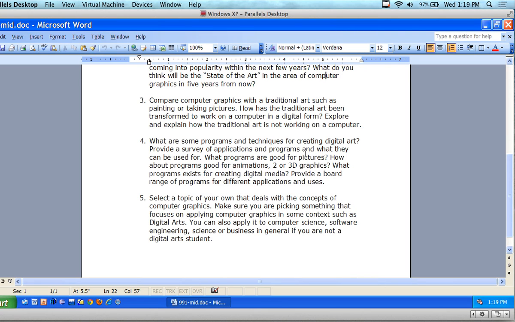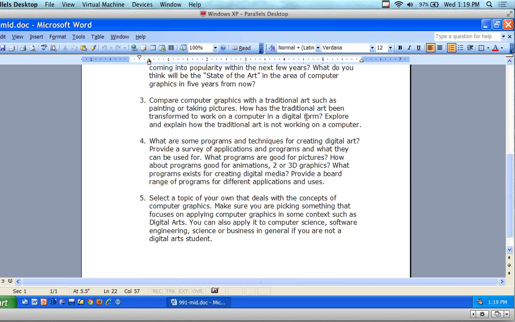Number 3 is looking at computer graphics and comparing it against traditional art, such as painting or taking pictures, and how it's changed, or how it's influenced, or how traditional art has been transformed to work with a computer in a digital form.